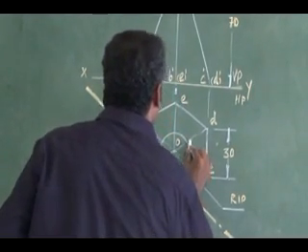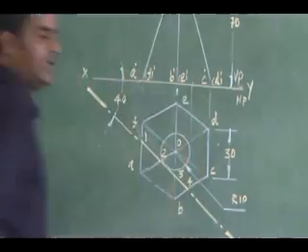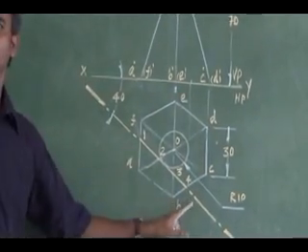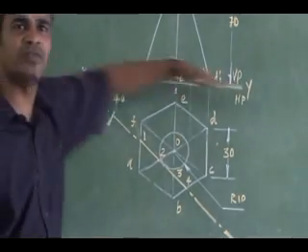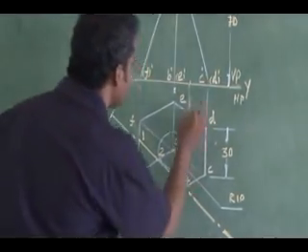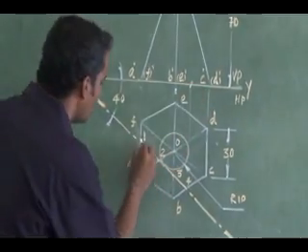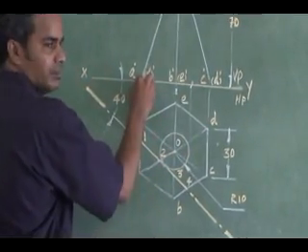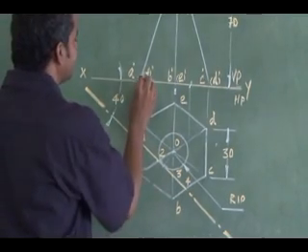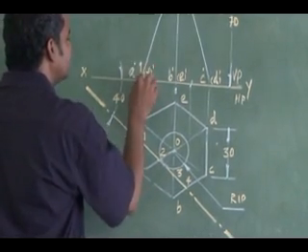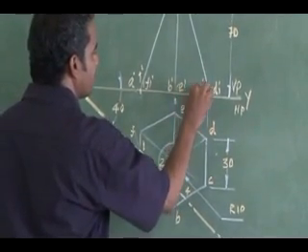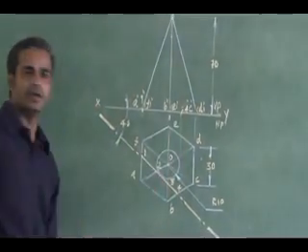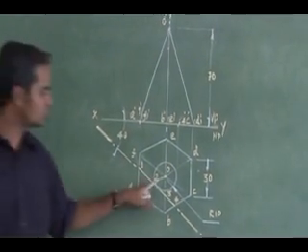So cutting points 1 and 4 are on the base edge. In the front view, where do you have the base edge? On the reference line. So I will be getting 1 exactly at A. So my cutting point 1 is here, that is 1 dash. Cutting point 4 dash is this.